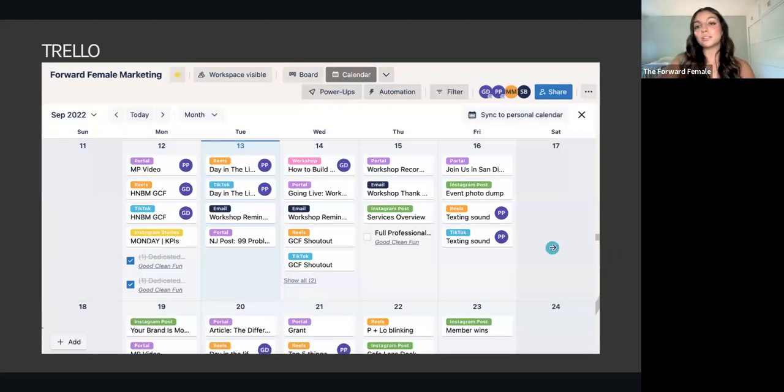So this is what Trello looks like. This is kind of how we build out all of our marketing. So we have labels as to exactly what it is. Within each card, which is what these are called, within each card, it details out.